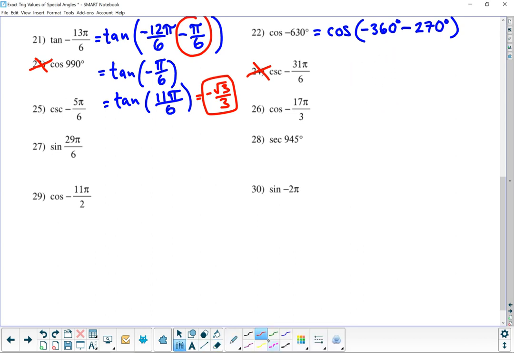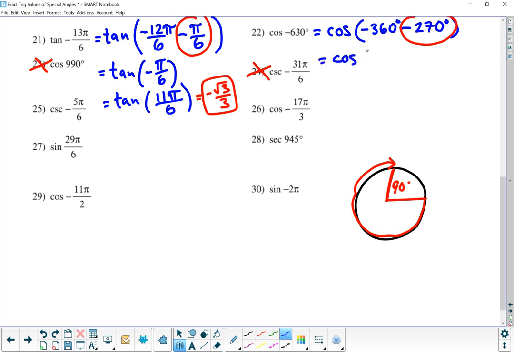Okay, I just need to worry about the remaining part, which is the negative 270. If you think about a unit circle again, negative 270 is if we started here and we go backwards, right there. That's negative 270, which is really 90 degrees. Interesting enough, you can write it as cosine of negative 270 degrees, or you can write it as cosine of 90 degrees.